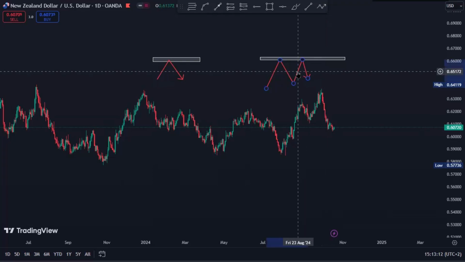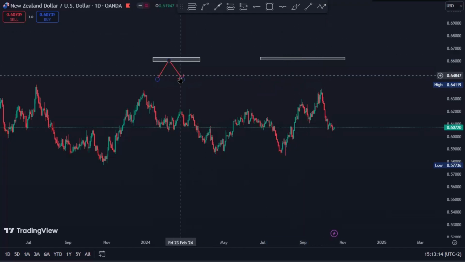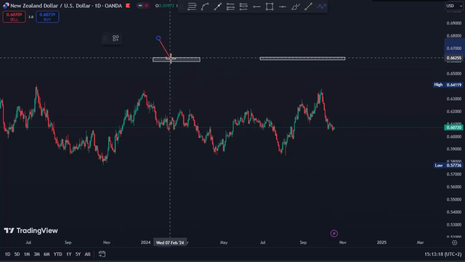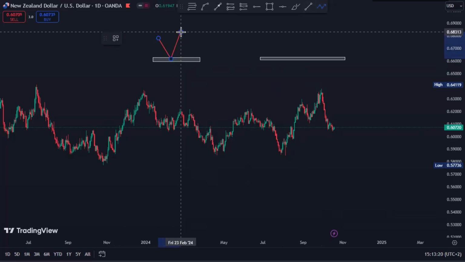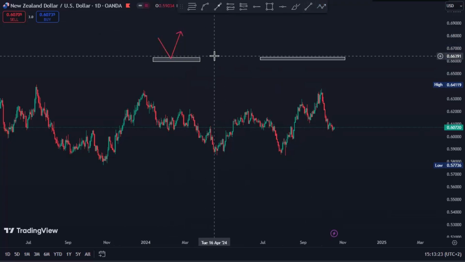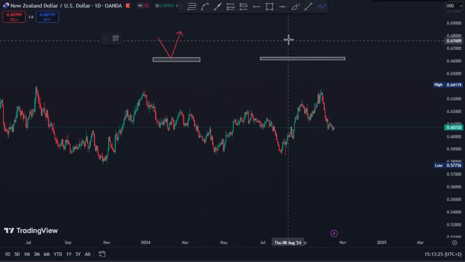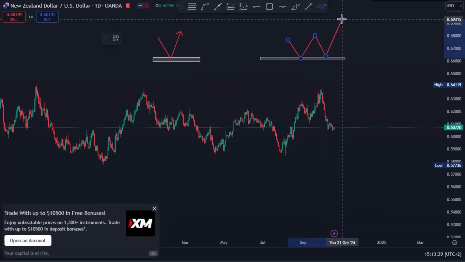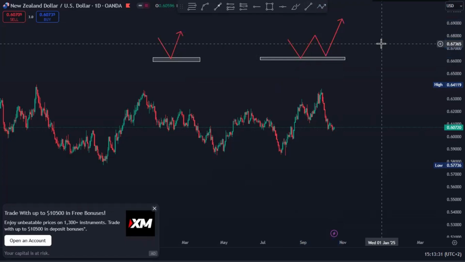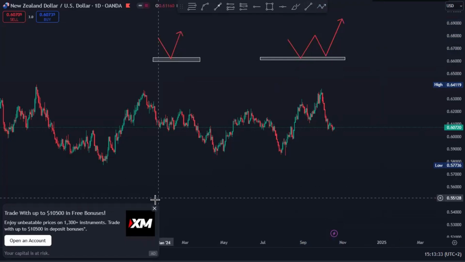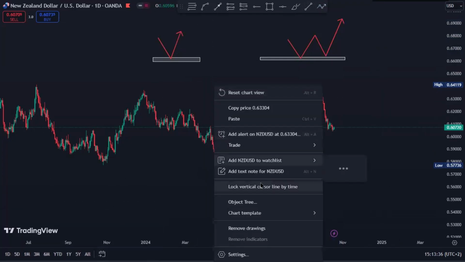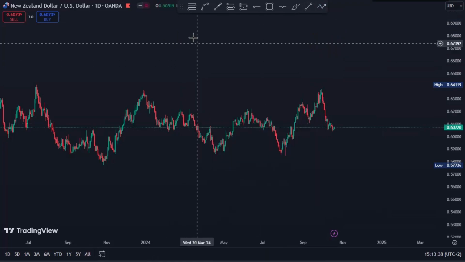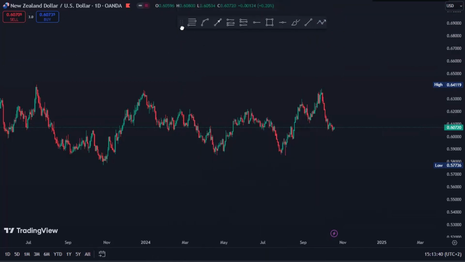Vice versa, when it comes to a support, when the market touches once, like this, it's a support. But when it touches two times, like this, then it's a strong zone or a strong support. So let's get straight to the market so that we can explain it on a deeper level.